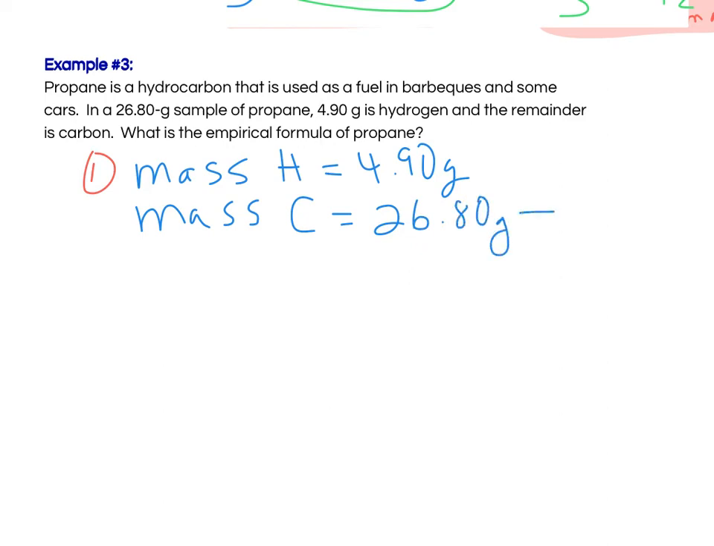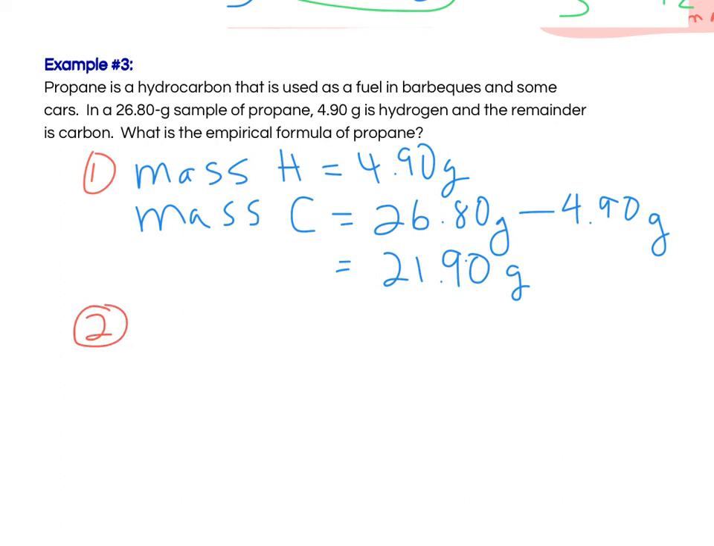So if I know that the remaining mass is made up of carbon only, and I subtract the 4.90 grams of hydrogen from that, then the remaining amount should give me the amount of carbon, and that works out to be 21.90. And I'm preserving that decimal because remember, with significant digits, I need to look at the number of decimal places, and I have 2 decimal places with both of these values, so my answer should also have 2 decimal places.